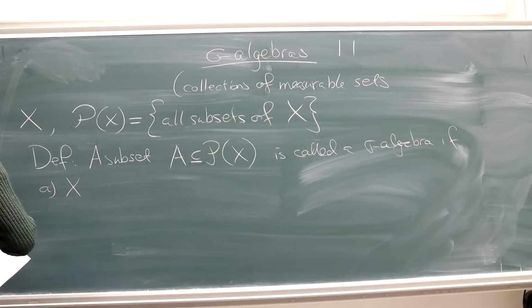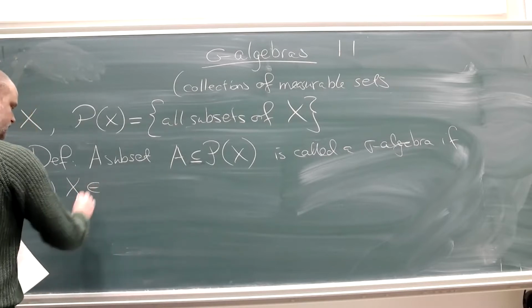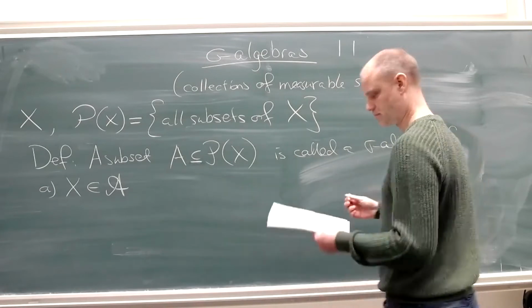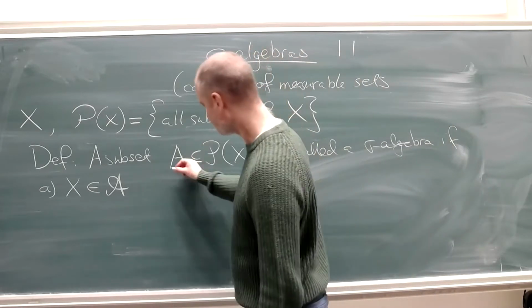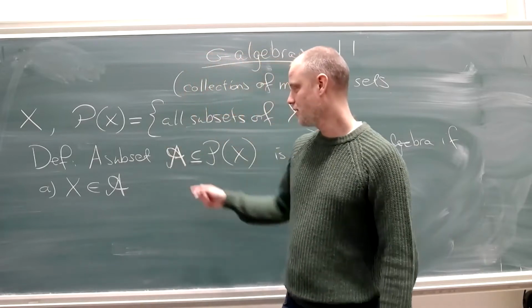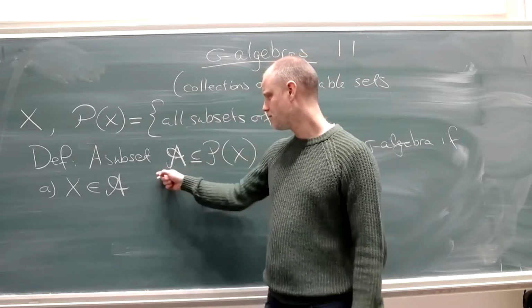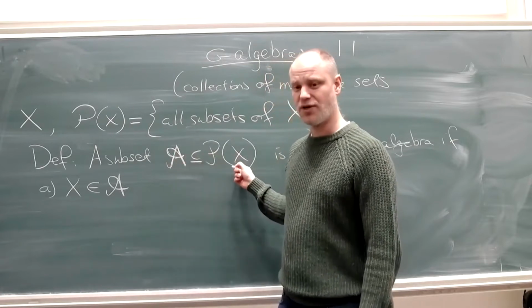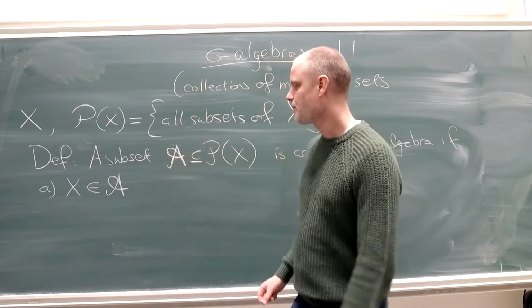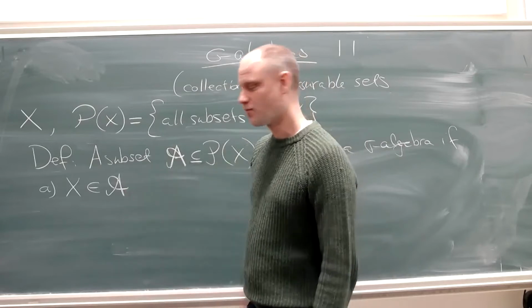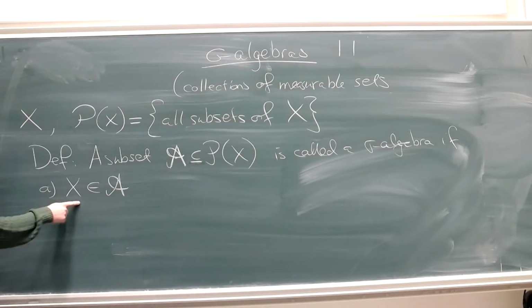A: X is in the sigma algebra. This sigma algebra, from now on, is going to look like this. They use some sort of funny twisted font for sigma algebras, or sets of subsets of X, so subsets of the power set. This is the letter A from now on. So the full space X should be inside. This will be a member of curly A.